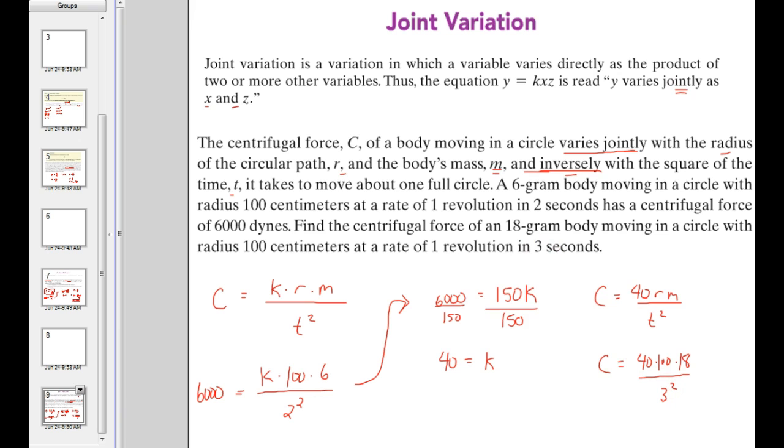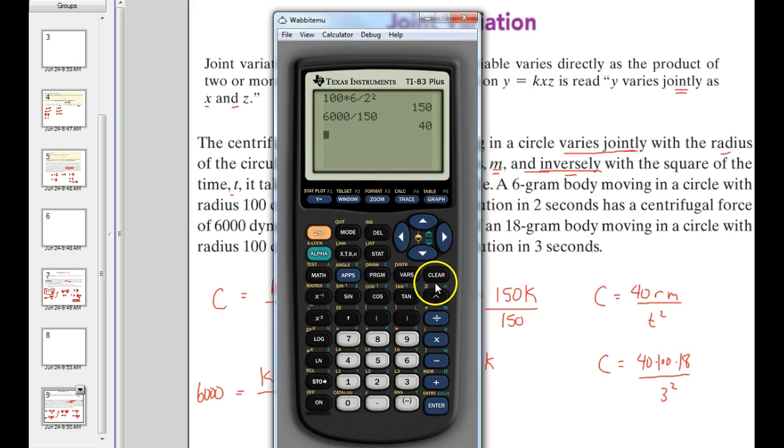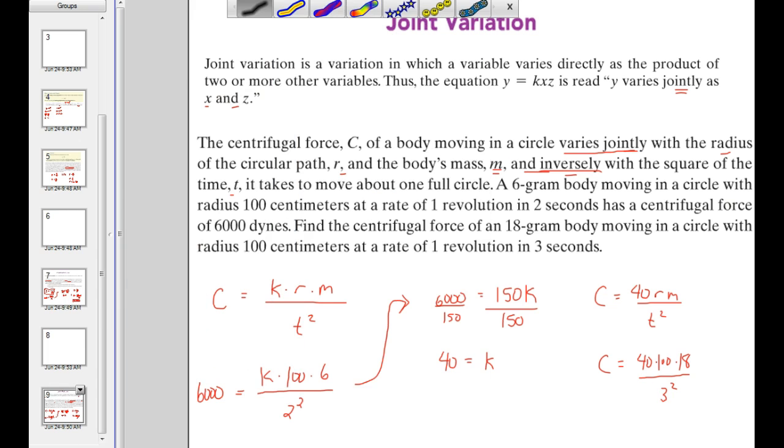So again, I can multiply all that in here at once. Alright, you don't need these parentheses, but if you're ever concerned, because sometimes you do need parentheses, just put the numerator in parentheses and the bottom in parentheses, but you don't have to. Alright, so 8,000 dynes is our force.